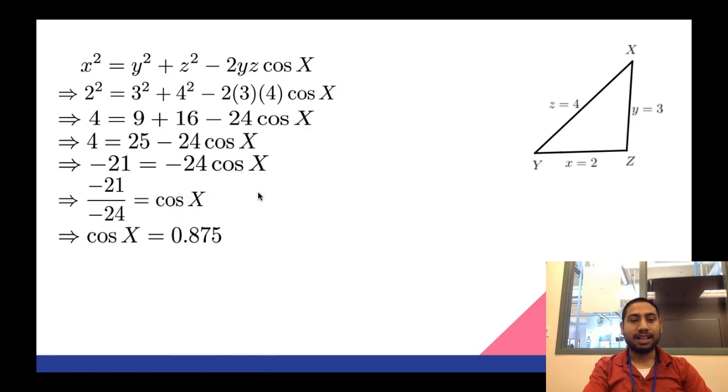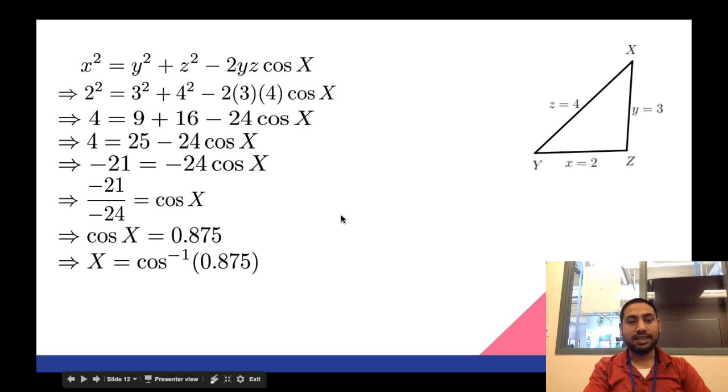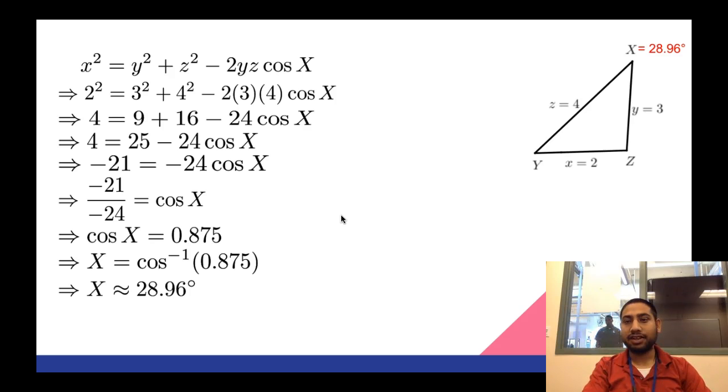I put that in the calculator, that comes out to 0.875, so that's the cosine of x. To find x, you take the inverse cosine, and there it is. X is about 28.96. I'm going to write it right here.